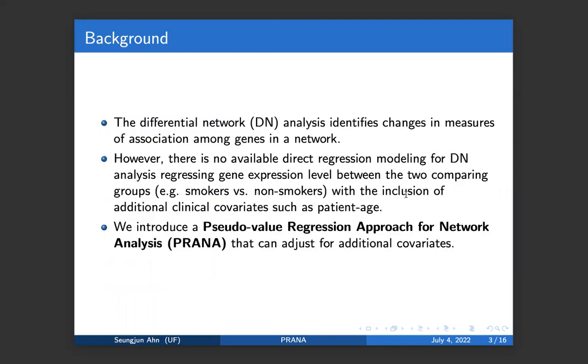The differential network analysis, the DN analysis, to be short, identifies connectivity changes among a set of genes in a network, but there is no available direct regression modeling for DN analysis that regresses the gene expression level between the two comparing groups, such as smokers versus non-smokers, with the inclusion of additional clinical covariates, such as patient age. So here we propose PRANA, which is a pseudo-value regression approach for network analysis that can adjust for additional covariates.